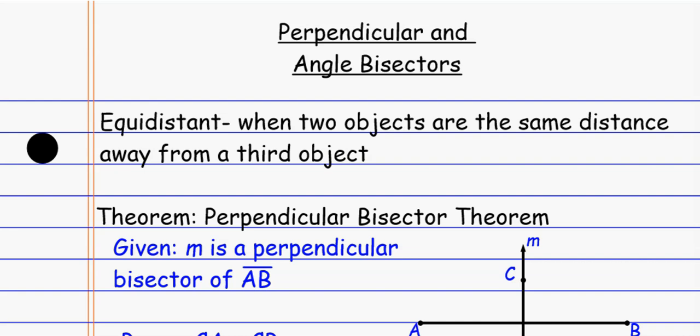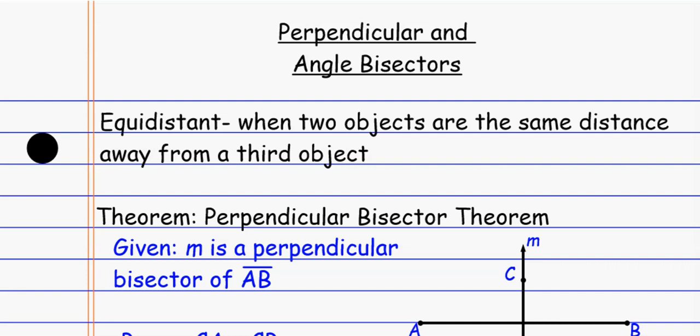Hi there, folks. Today we're looking at perpendicular and angle bisectors. One of the things we're going to investigate is comparing the distances between different things. This idea of things being equidistant just means that they're the same distance away from some other thing. So if I say two points are equidistant from another point, it means that those two points are the same distance away from that third point.